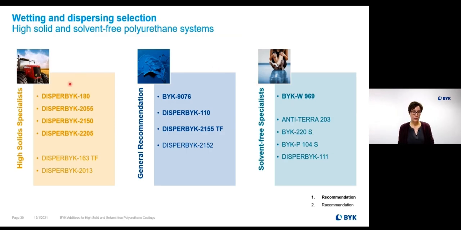For high solid systems, we have four main recommendations. Dispabook 180 for inorganic pigments, Dispabook 2055 as a very versatile wetting and dispersing additive, as well as a 2150. We also have here a specialist, the Dispabook 2205. It is one of our solid wetting and dispersing additives. It is in pellet form. You can use it in pellets or you can make a solution out of it. And as second recommendation, we have the Dispabook 163 tin-free or the Dispabook 2013. So this is our recommendation chart for wetting and dispersing additives for our 2K systems.